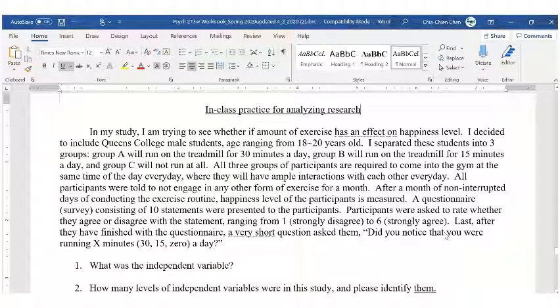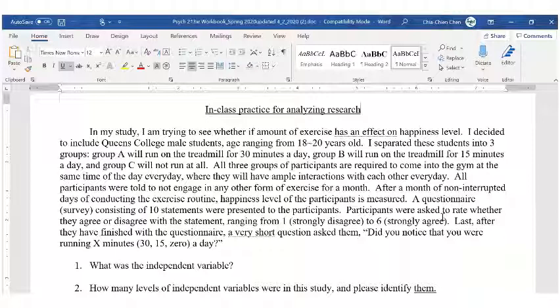Okay, let's go over your in-class practice for analyzing research. This can be found on page 27 of your workbook. On your final, you're going to see questions that are very similar to this. So let's go straight into it.